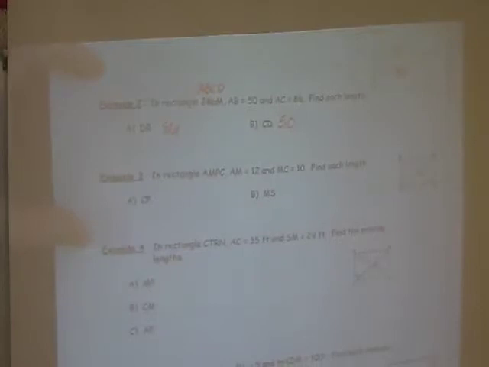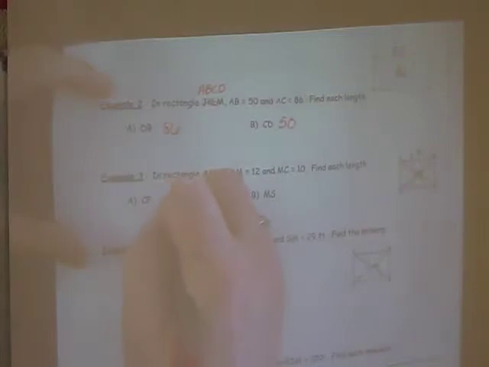Example 3 in rectangle AMPC. AM is 12. MC is 10. CP is the opposite side. Opposite sides are congruent, so that's 12. And MS is half of the diagonal. The whole diagonal is 10. Then that piece is 5.